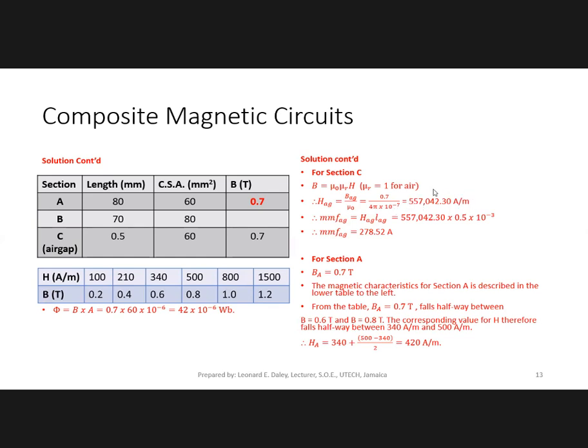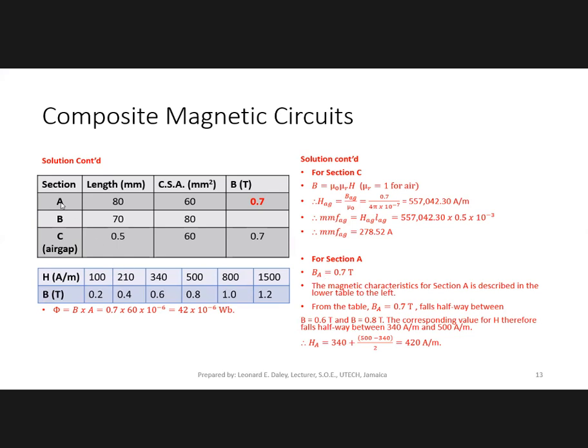So for here, the magnetic field strength is 557,042 ampere per meter. And then the MMF across the air gap will be the magnetic field strength times the length of the air gap. So that works out to be 278.52 amps. All right, so we know one MMF drop already. That's across the air gap.